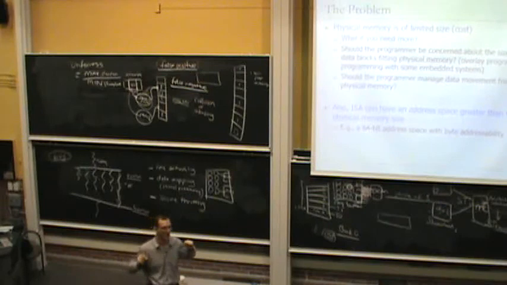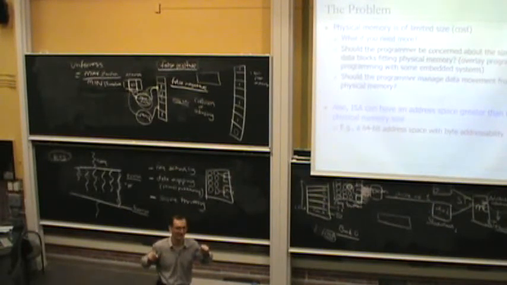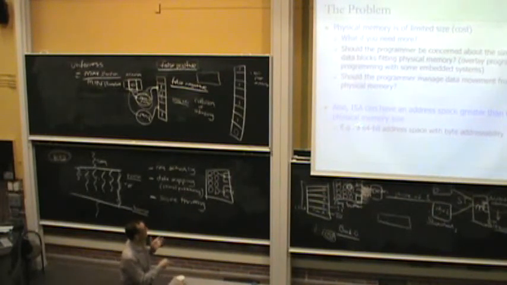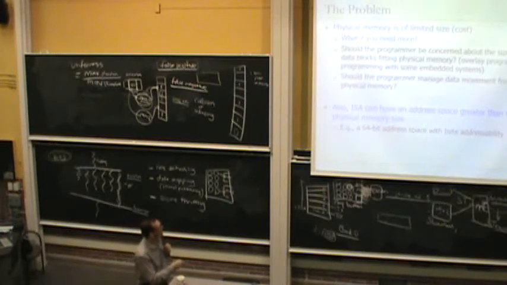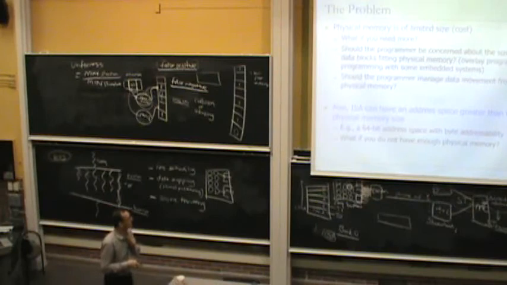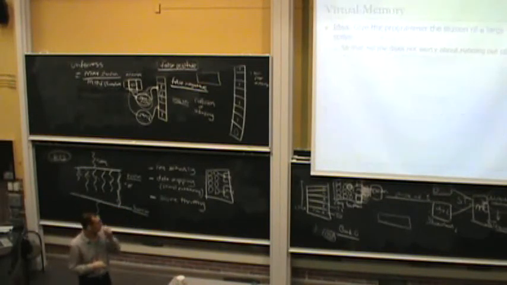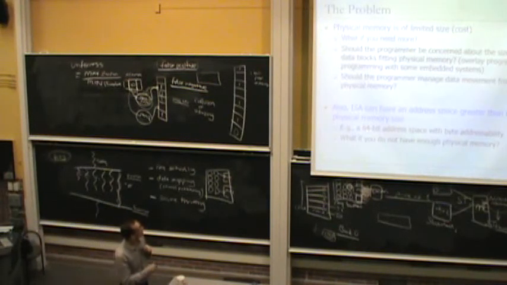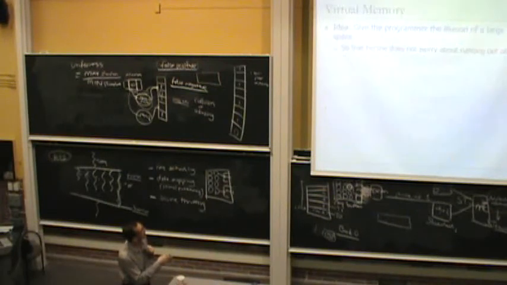Otherwise, you would be tying your ISA to a particular implementation. Right? For example, you can have a 64-bit address space with byte addressability. So how do you manage the mapping of this address space to the physical address space? What if you do not have enough physical memory? But this is the more important problem, if you will.